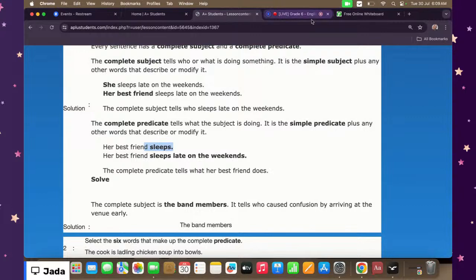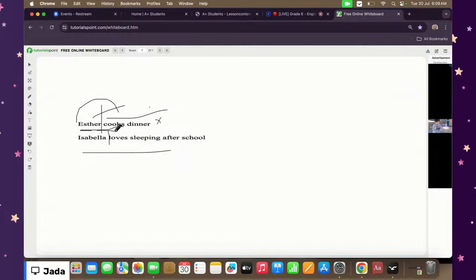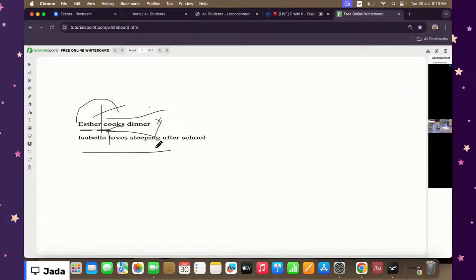Here as well, we have Esther cooks dinner. When you say Esther, what's Esther doing? She's cooking dinner. That's the complete predicate because it lets us know what Esther is doing. And then Isabella loves sleeping after school. What does Isabella love to do after school? Sleeping after school. So that is the predicate.